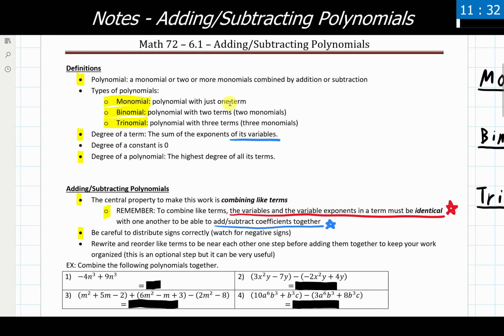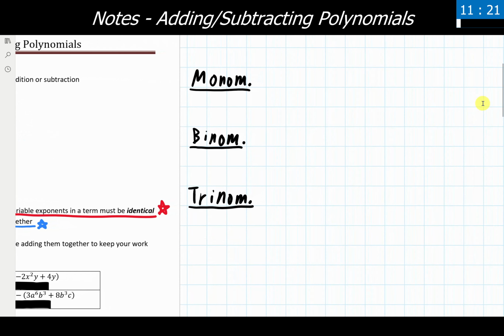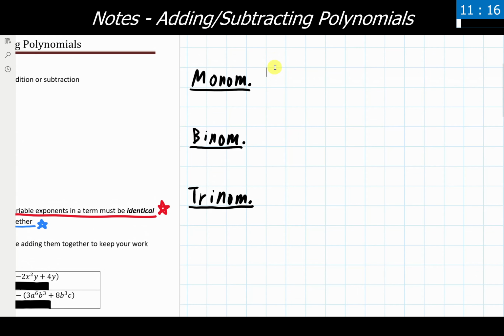So let's take a look at some examples of what a monomial is. A monomial is any number of things that are only multiplying together. Some examples of a monomial: just a number, let's say 5 or 3 could be a monomial. Maybe 35. So the number 35 would be a monomial. The number -11 would also be a monomial.